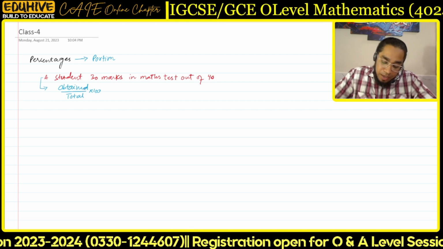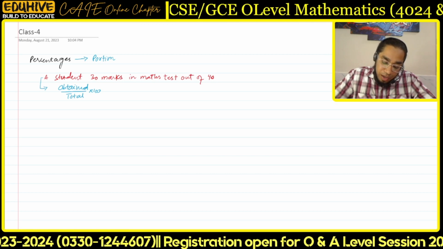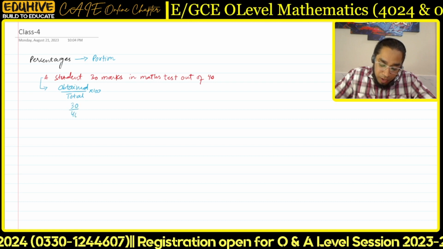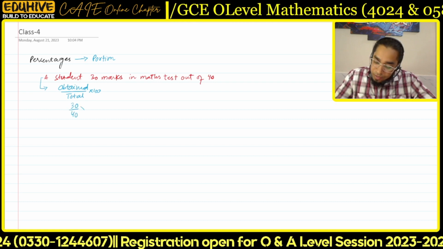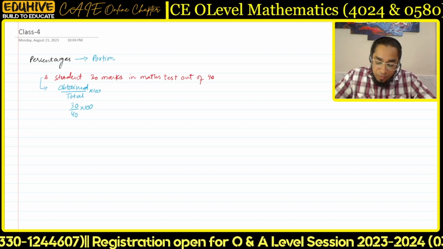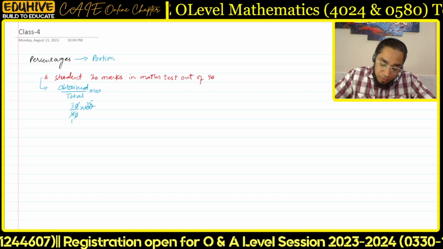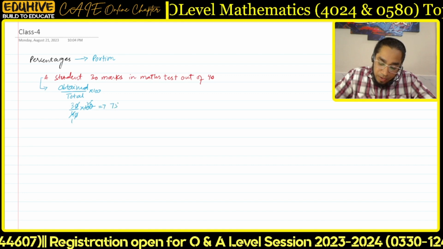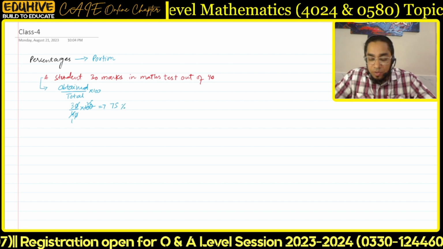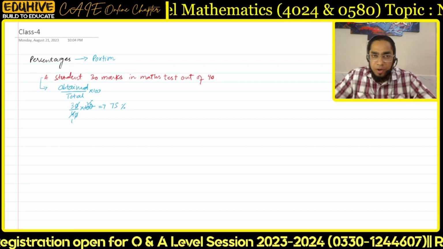So here I'm just starting this one, and I'm writing that 30 marks in the maths test out of 40 total. So it's going to be 30 over 40 multiplied by 100. That will give you the result. The 0 will cancel over here, 4 into 1, 4 into 25, that's going to be 75%. So the student who got 30 marks out of 40 has 75% in the maths test.